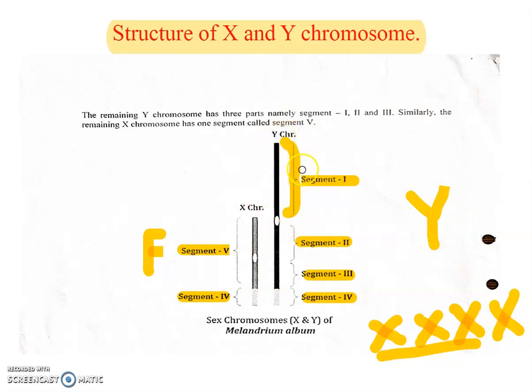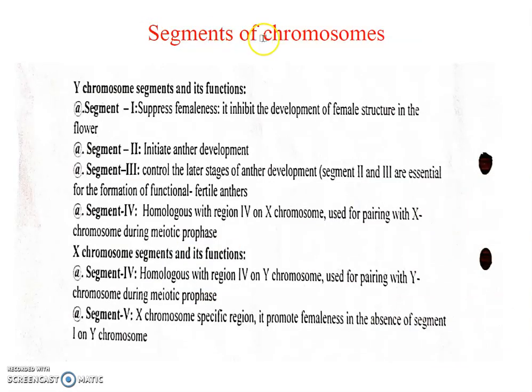The Y chromosome is divided into 4 segments, 1, 2, 3, 4, and the female X chromosome is divided into 2 segments, segment 4 and segment 5. Segment 4 is common, segment 5 is for femaleness, and segments 1, 2, 3, 4 are for maleness, in which segment 1 is responsible for suppression of segment 5. Segments of chromosomes: Y chromosome segments and their function.